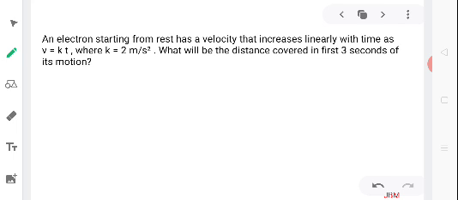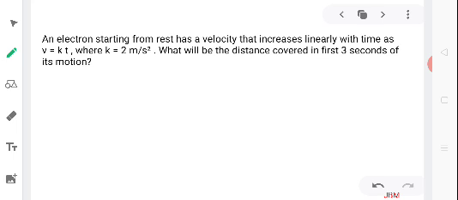An electron starting from rest has a velocity that increases linearly with time as v is equal to kt, where k is 2 meter per second square. What will be the distance covered in first 3 seconds of its motion? An electron starting from rest, so the initial velocity of the object is 0 and it increases linearly with time, so v is equal to kt, k is 2 meter per second square. So what will be the distance covered in first 3 seconds of its motion?